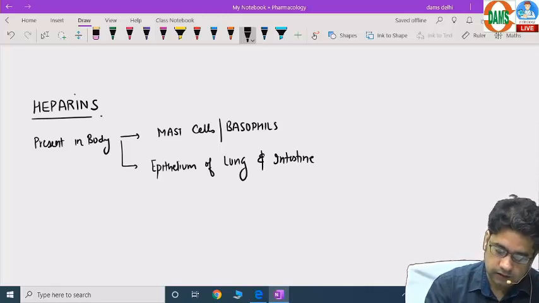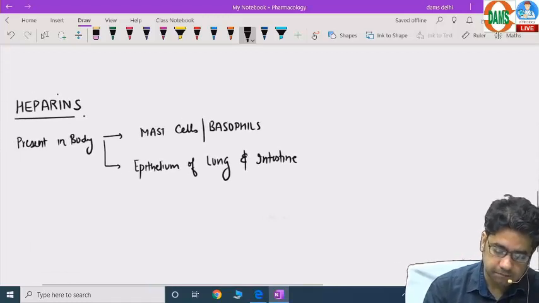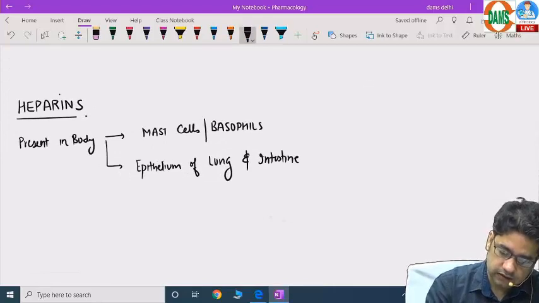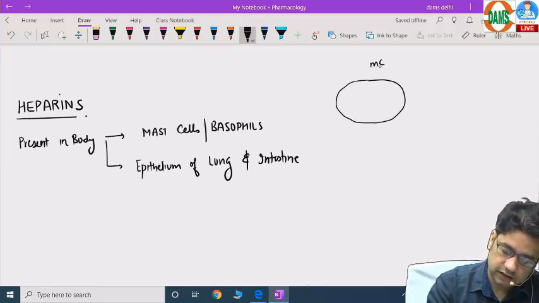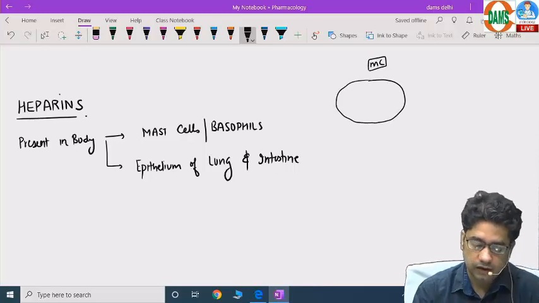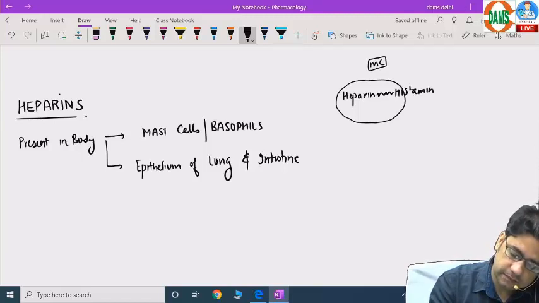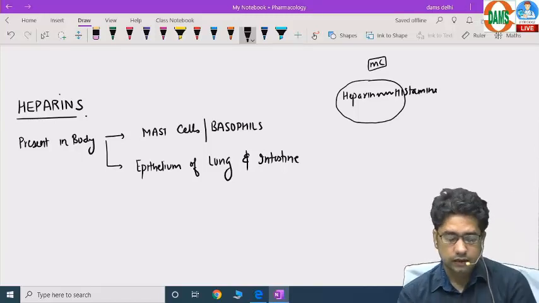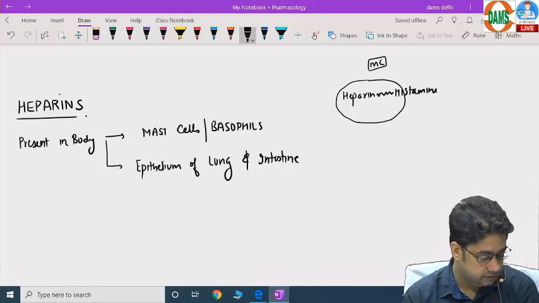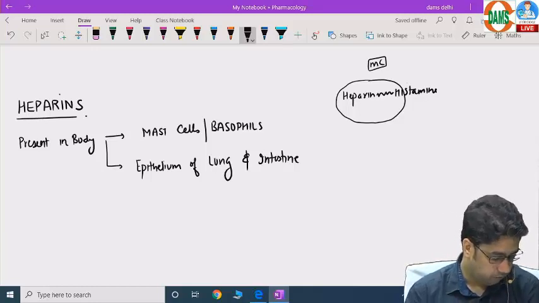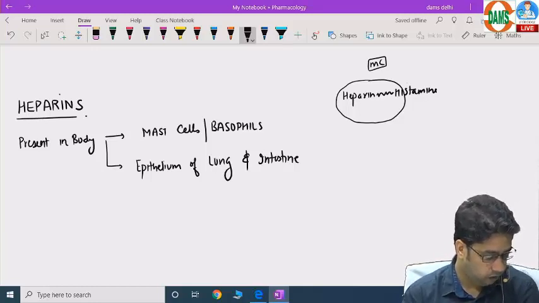Now, first point, it is present in mast cells or basophils. Suppose this is a mast cell. Inside the mast cell we have heparin, and this heparin is attached to a molecule known as histamine. You know mast cells contain histamine.